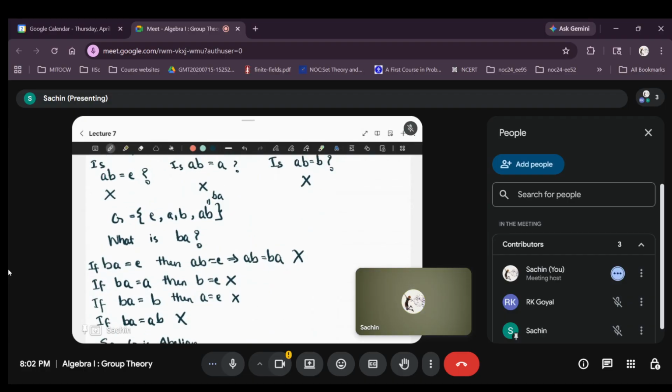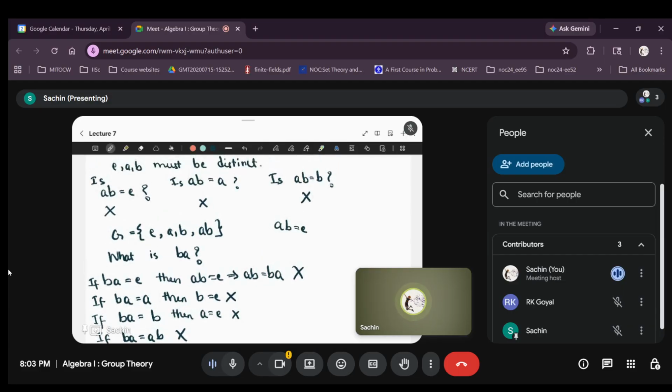Is that right? Or is there any other possibility? Yeah, but the only possibility is if A and B are inverses of each other, then AB equals BA, which is simply E. So AB might not be the fourth element. So if A and B are inverses of each other, AB equals E.